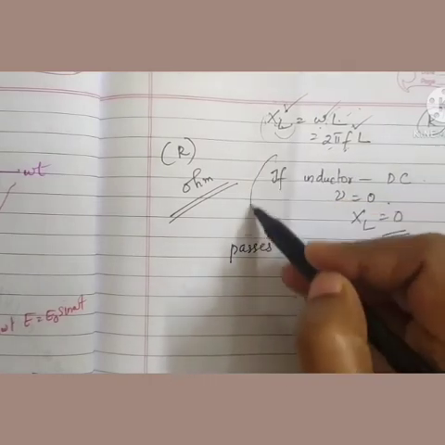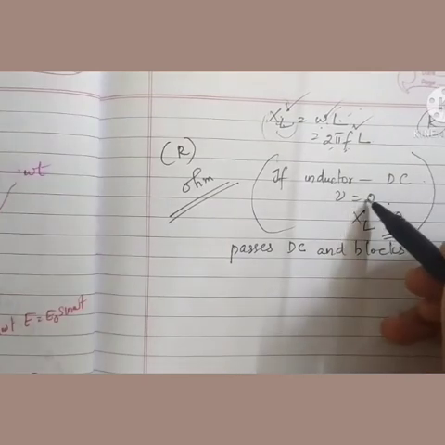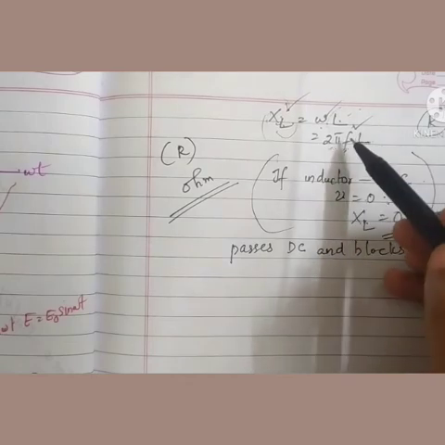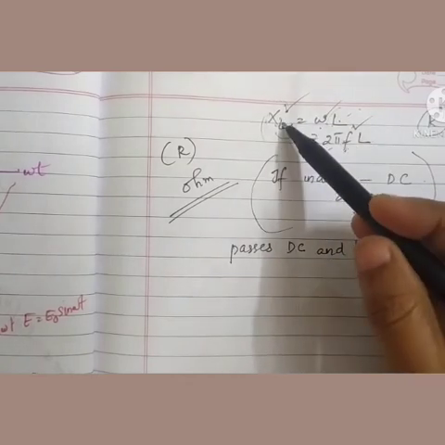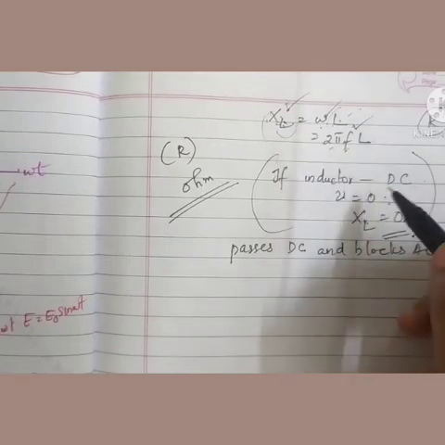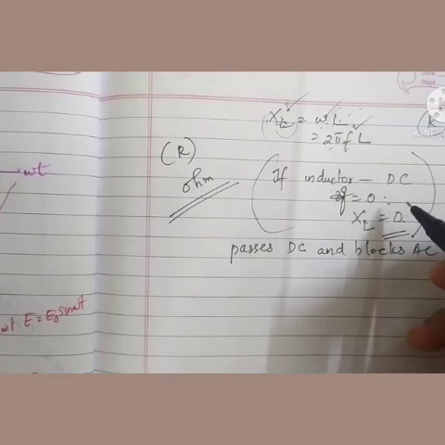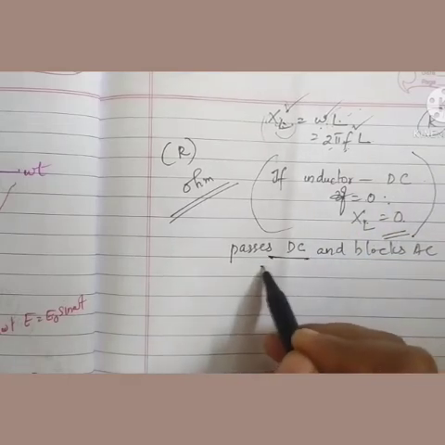Okay, so when a DC circuit is considered, frequency is 0 and XL is equal to 0 because this XL depends upon frequency, and if frequency is 0 means XL is also equal to 0. So XL 0 means no resistance to the circuit, and if there is 0 resistance, maximum amount of current can be passed, which means that DC can be passed.